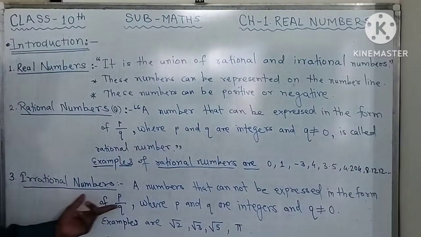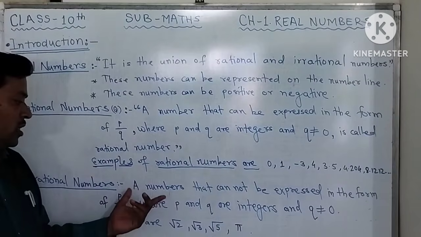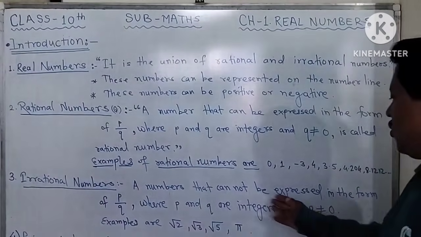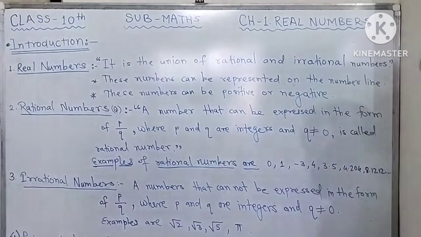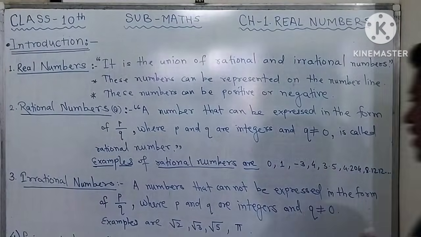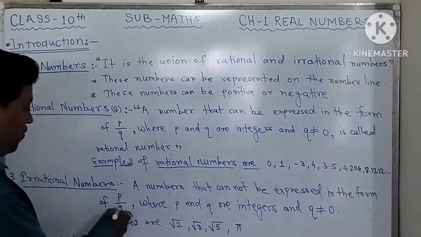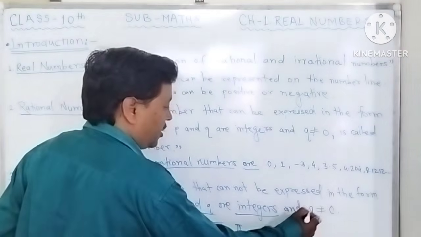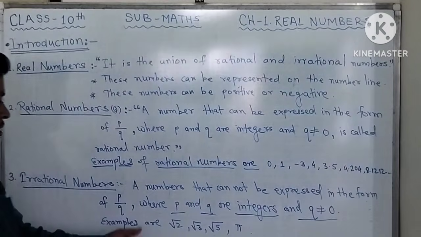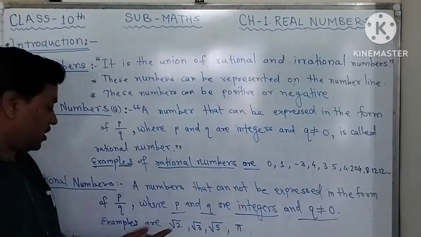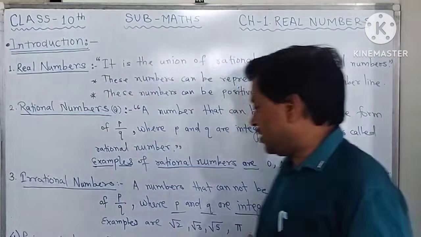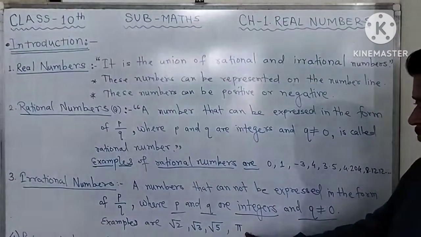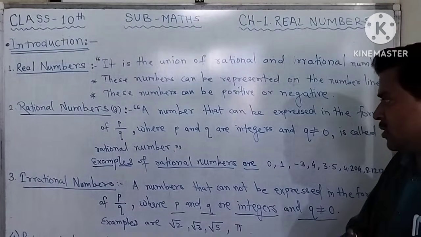Then irrational numbers: how can we define irrational numbers? Irrational numbers are the numbers that cannot be expressed in the form of p upon q, where p and q are integers and q is not equal to 0. Examples of irrational numbers are root 2, root 3, root 5, and pi. These are the examples of irrational numbers.